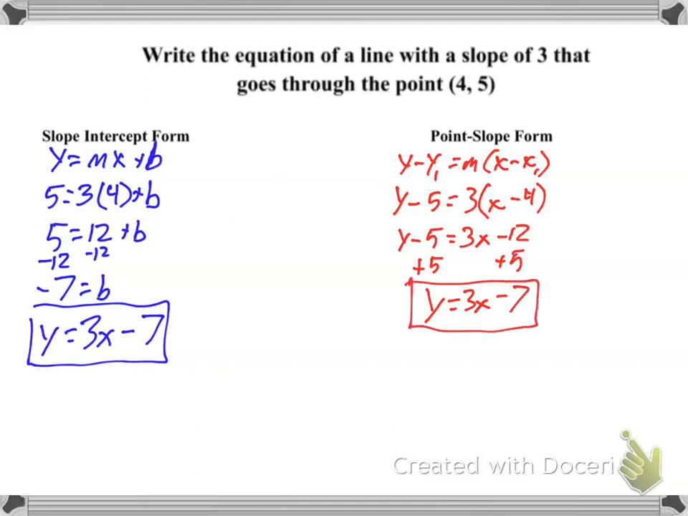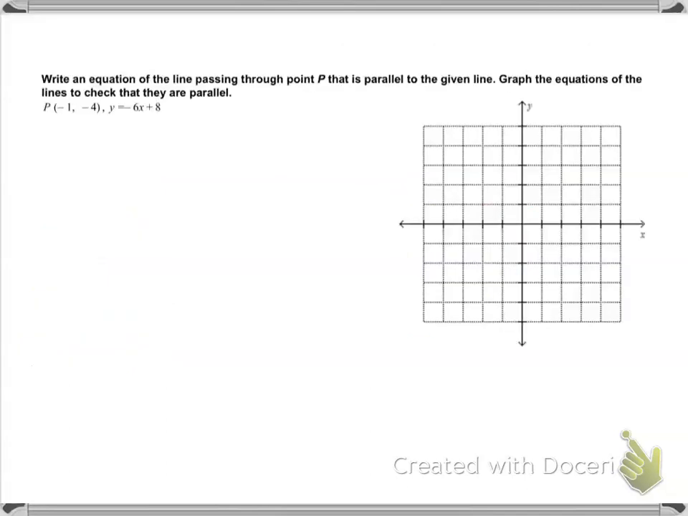And again, you see, you get the same answer either way. Doesn't matter, slope-intercept form, point-slope form, whichever one you like. Personally, I like point-slope form, but I know most geometry students like slope-intercept form just because they're more used to it. We've been dealing with that since like 7th grade.